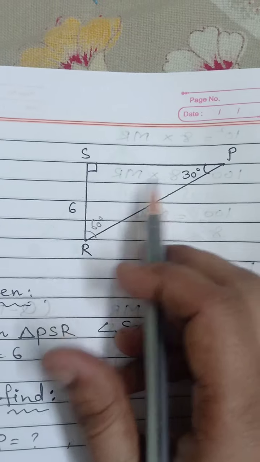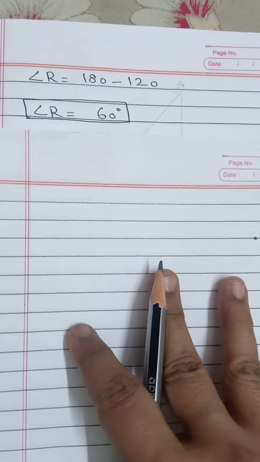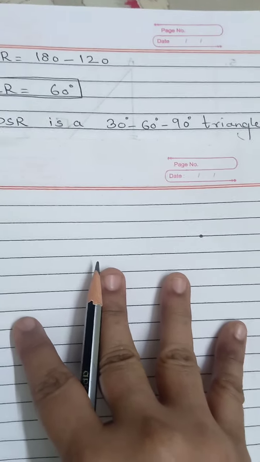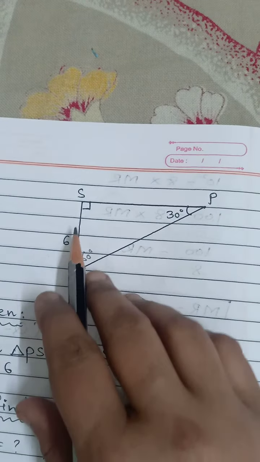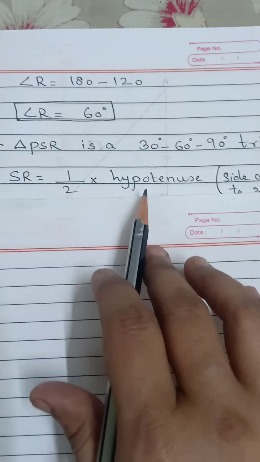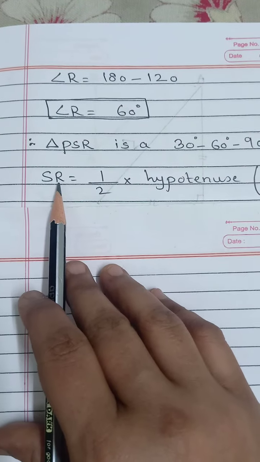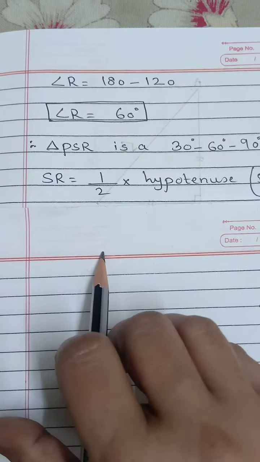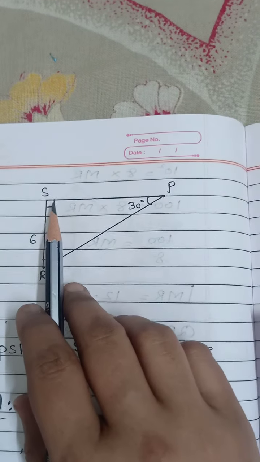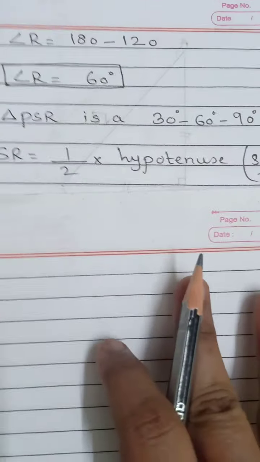So we will start the solution from here only. First of all we will write, as we have got angle R is 60 degree, we can say triangle PSR is a 30, 60, 90 triangle. Now we will start from this side SR only. SR is the side opposite to 30. And we know that the side opposite to 30 is half of the hypotenuse. So SR is equal to half into hypotenuse because it is the side opposite to 30 degree. Now the value of SR, we know it is 6. Half we will take like that only. Which side is hypotenuse here? Hypotenuse means the side opposite to 90. So it is RP or PR. So we will take that side only.